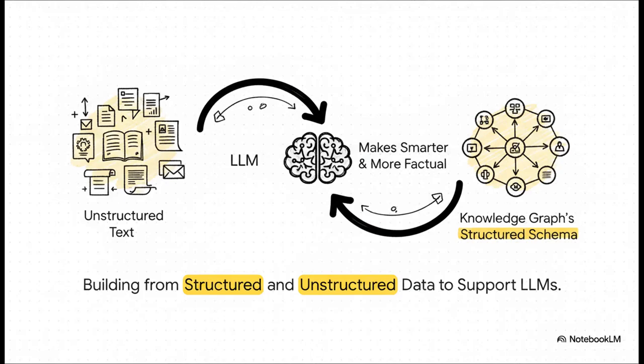And here's the kicker. Creating these graphs has never been easier, thanks to the very AIs they support. Unstructured text, things like clinical reports, emails, or scientific papers, is processed by an LLM, which then extracts the entities and relationships, mapping them directly into the knowledge graph's structured schema. It creates this beautiful virtuous cycle. The LLM builds the graph, and the graph in turn makes the LLM smarter, more factual, and deeply grounded.